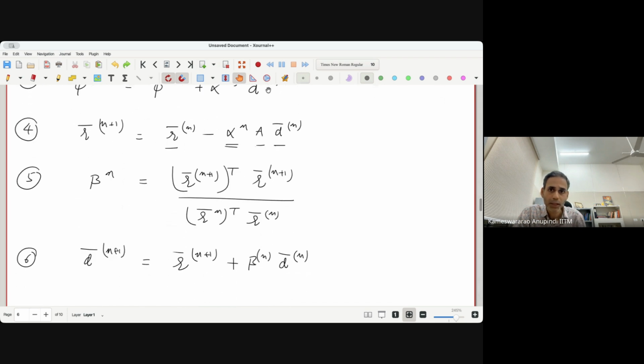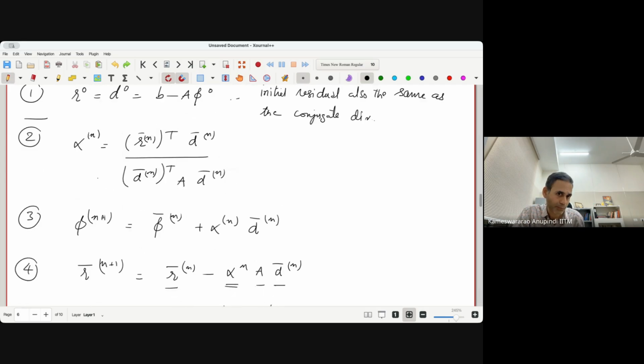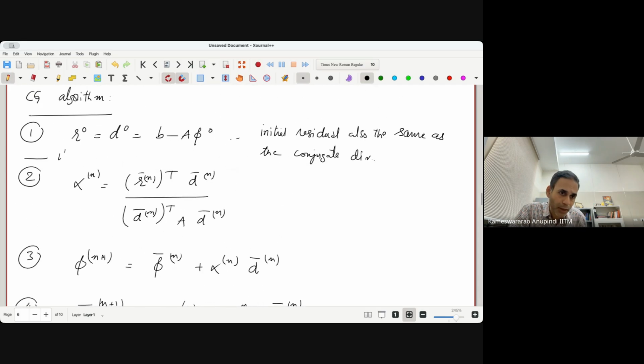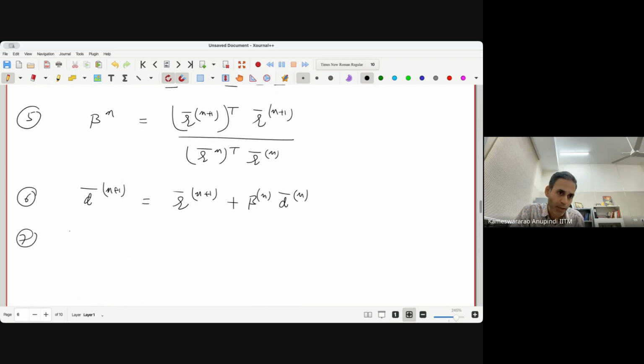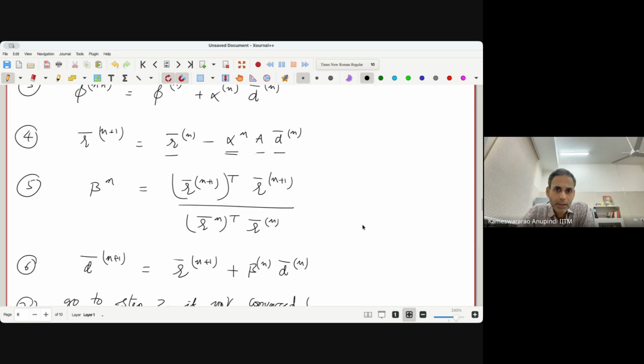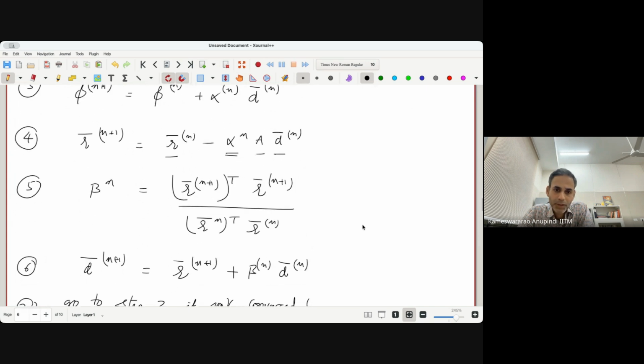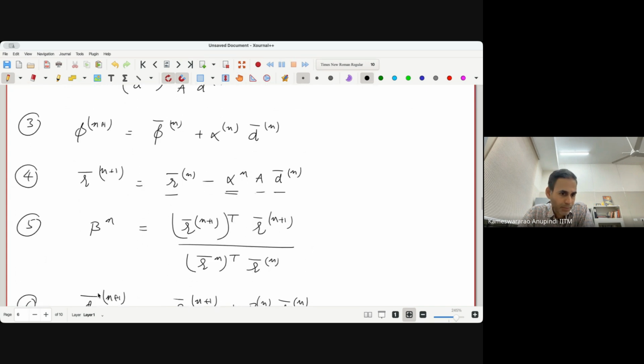So what we're doing here is iterating till convergence. Everything that is below, we iterate till convergence. So essentially, go to step 2 if not converged. All right, I think we finished the conjugate gradient algorithm.